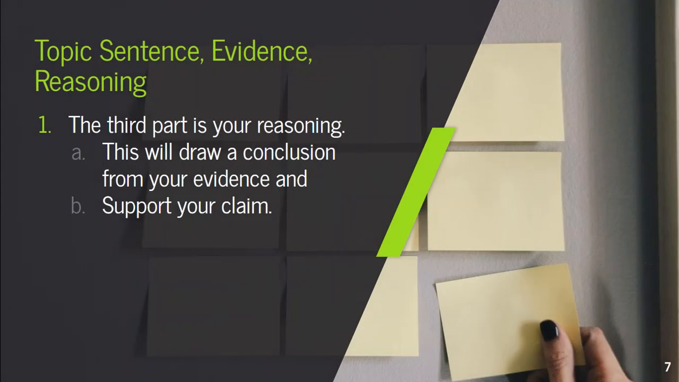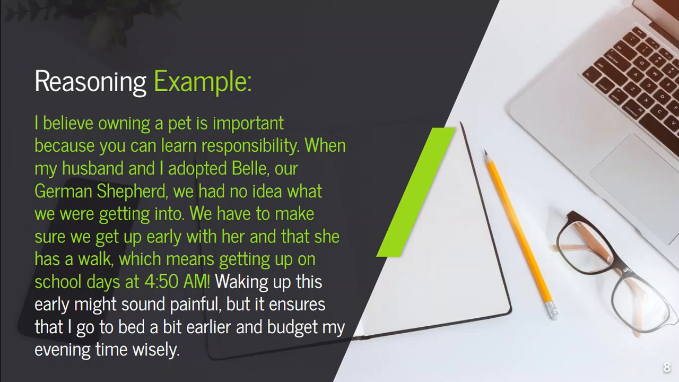And the third part is your reasoning. So this is going to draw a conclusion or make a connection from the evidence and examples you brought up that supports your claim. Let's take a look at it all together. I believe owning a pet is important because you can learn responsibility. When my husband and I adopted Belle, our German Shepherd, we had no idea what we were getting into. We have to make sure we get up early with her and that she has a walk, which means getting up on school days at 4:50 a.m. Waking up this early might sound painful, but it ensures that I go to bed a bit earlier and budget my evening time wisely.